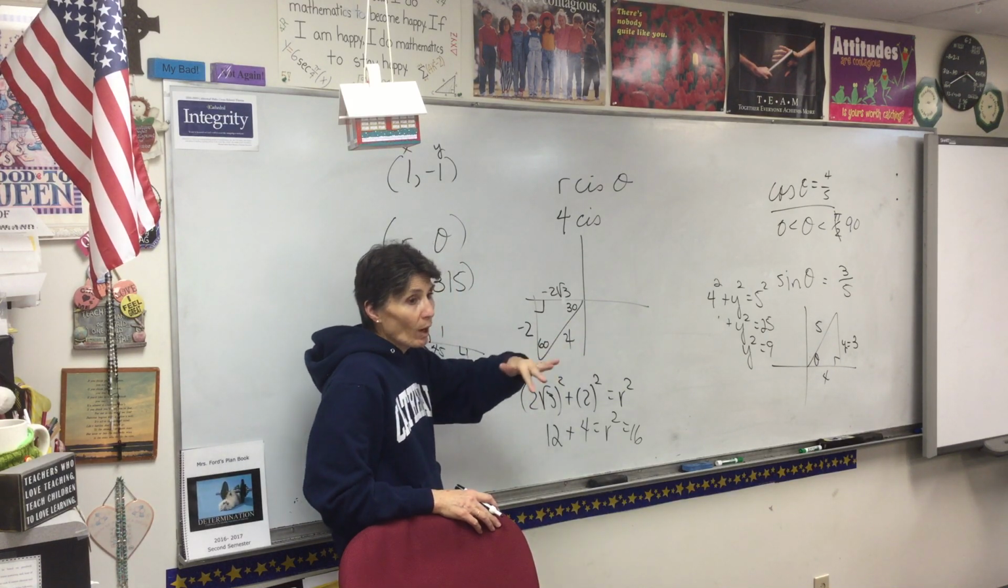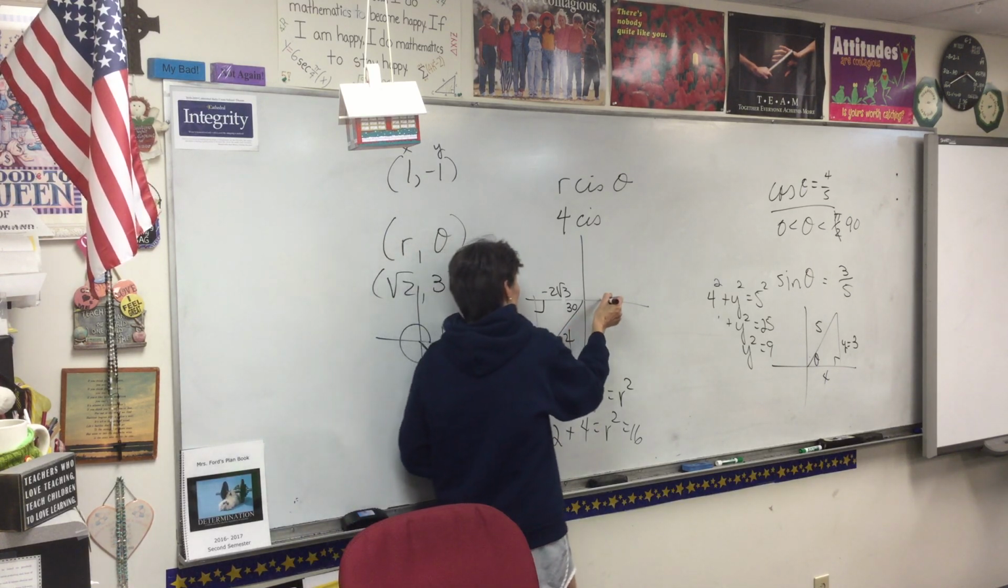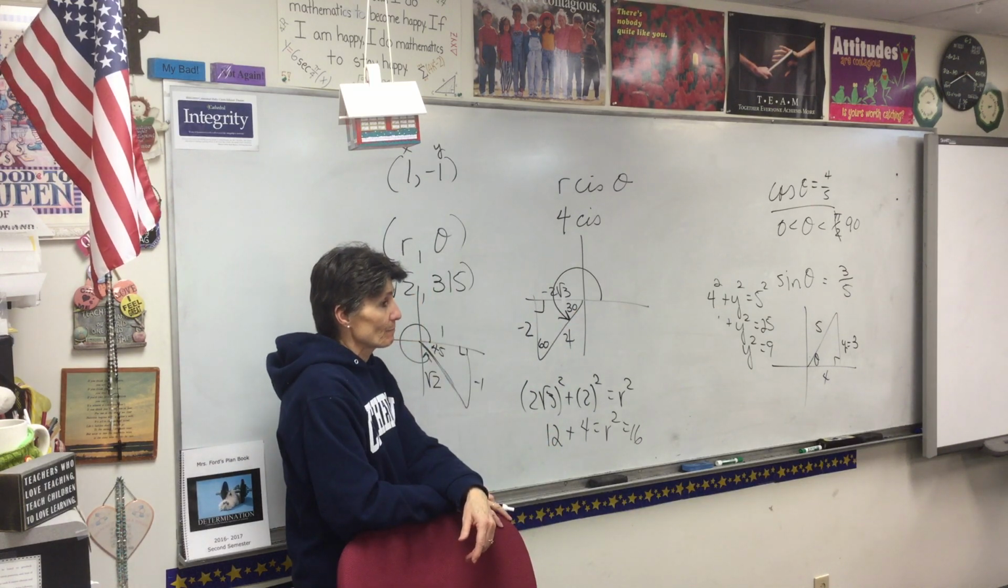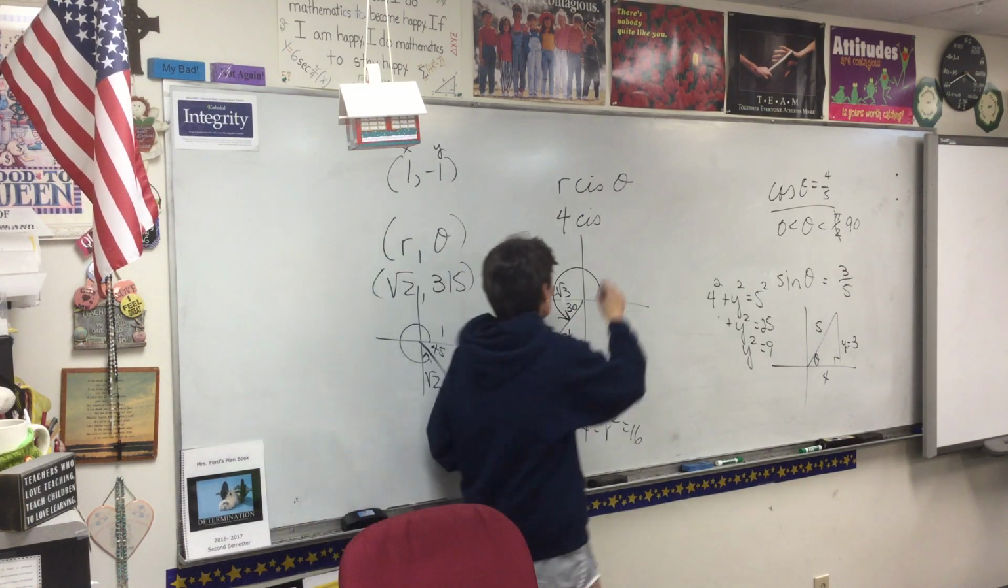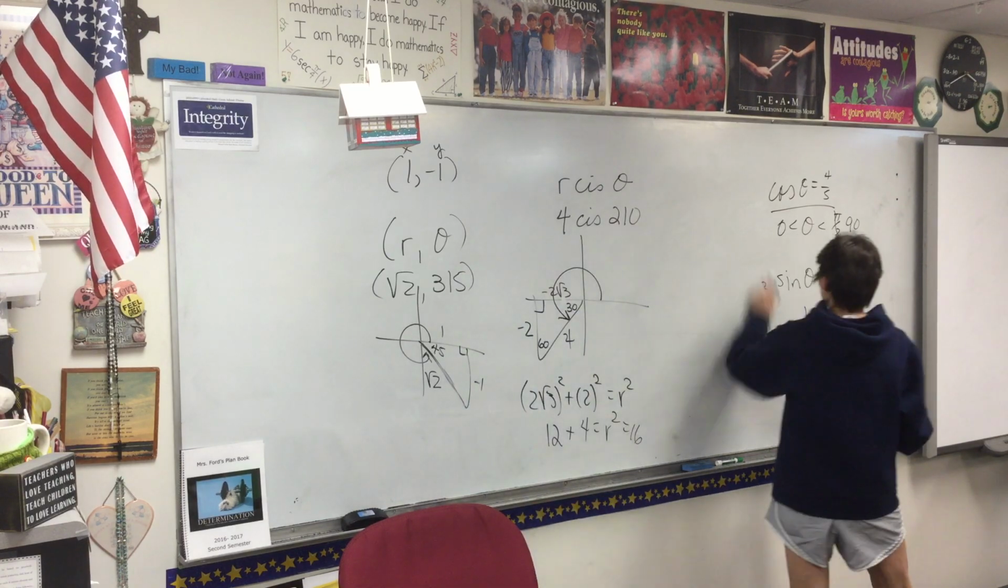Remember, if you're not in quadrant 1, you have to adjust your angle. So this is theta. How big will that be? 210. 180 plus 30, 210. So that is the answer to the question.